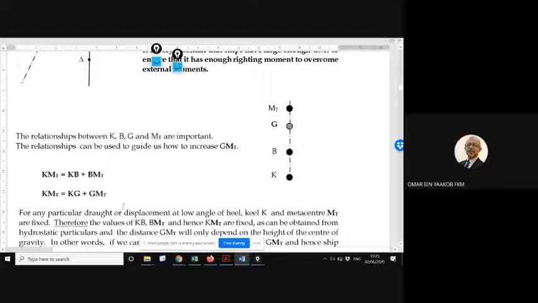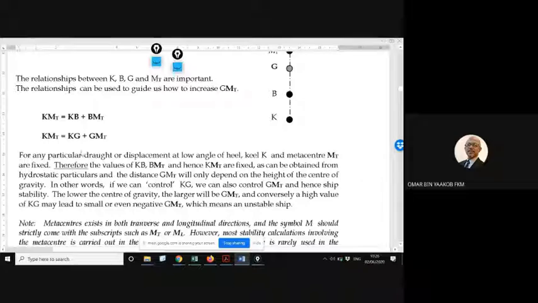How do you get KB and BMT? You get them from hydrostatic particulars. For any particular draft or displacement, the metacenter is fixed. Therefore, the values of KB and BMT, and hence KMT, are fixed, as can be obtained from hydrostatic particulars. So this is fixed for any draft. You have one draft, you know KMT and KB and BMT because you know hydrostatic particulars.